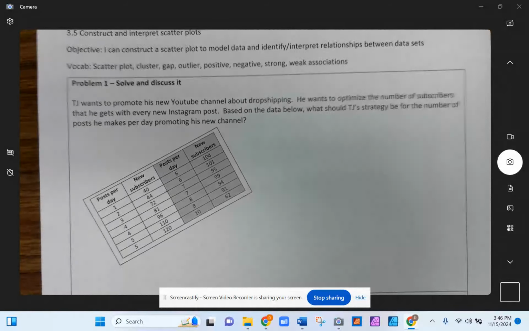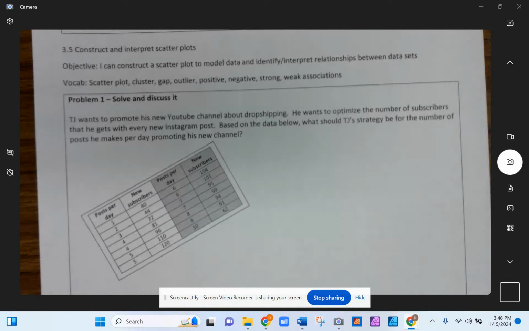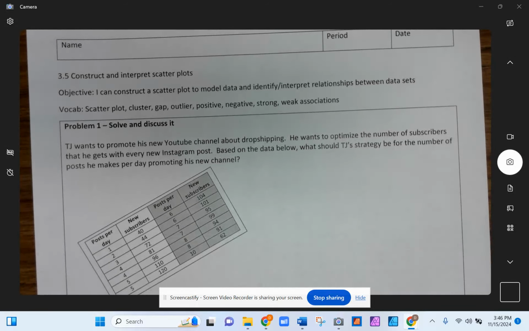Our objective here is: I can construct a scatter plot to model data and identify and interpret relationships between data sets. New vocab: scatter plot, cluster, gap, outlier, positive, negative, strong, and weak associations. Positive, negative, strong, and weak, we all talk about associations with that, but I didn't want to waste all that room writing associations like 4 times.